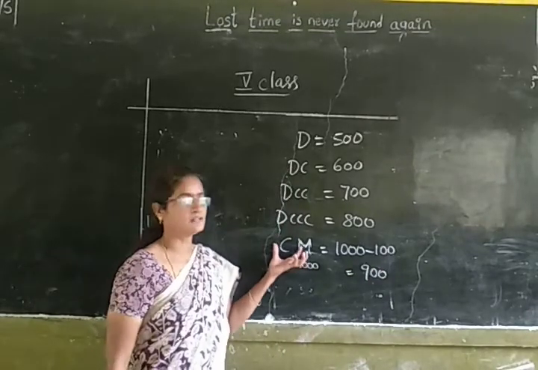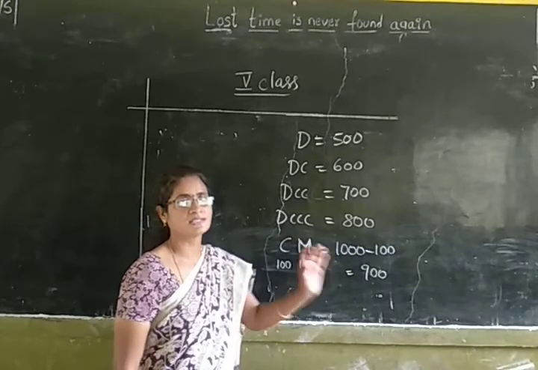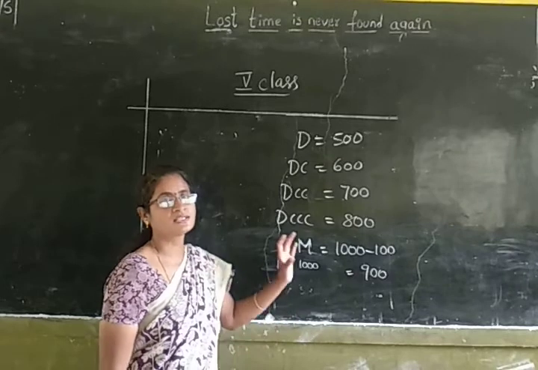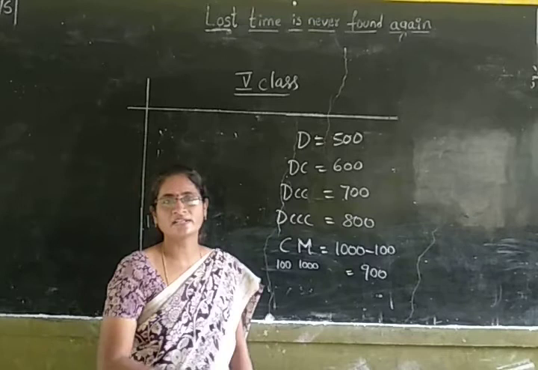So how do you have to write 900? You have to write it as CM. You can't write it as DCCCC. It is wrong because here C is getting repeated more than 3 times. So did you understand, children, how to write some Roman numerals?